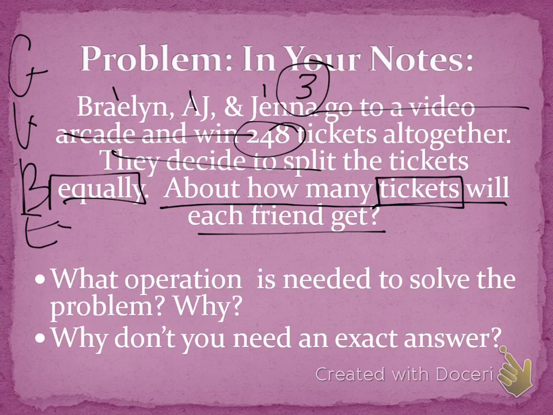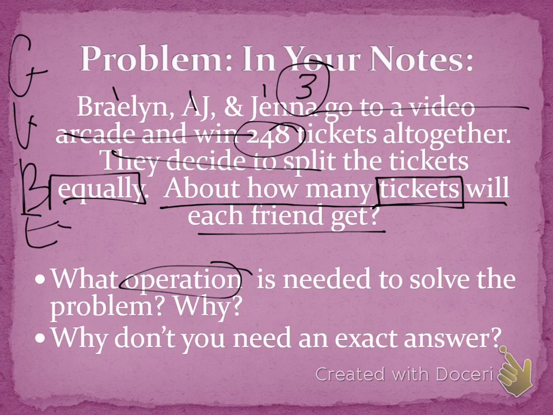Okay. What operation is needed to solve this problem and why? So I have 248 tickets total and 3 friends. The problem tells me that they want to split these tickets up equally among each other. So whenever I'm splitting into equal groups, I'm always doing division. That would be the operation that I'm focused on.